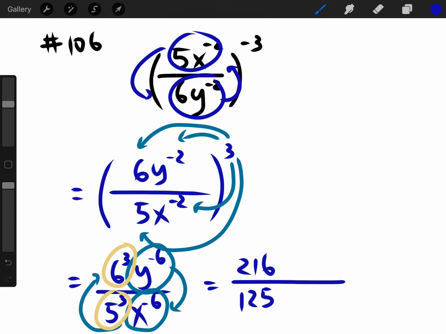So I just brought the x to the negative 6 to the top, so it becomes x to the positive 6, and then y to the positive 6 is going to be on the bottom, so that's your answer.